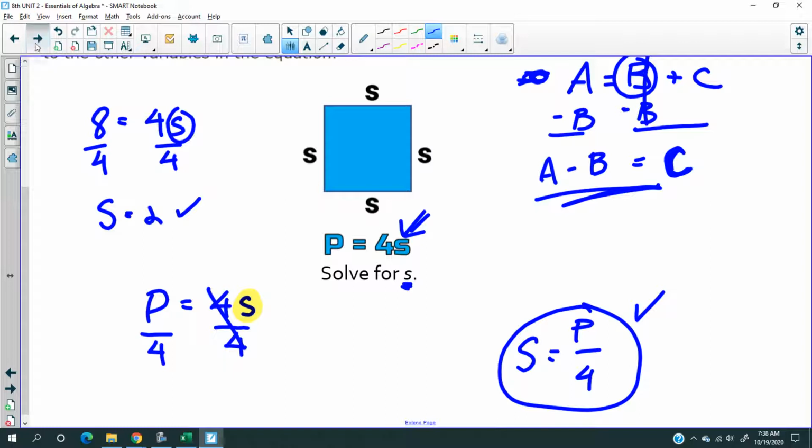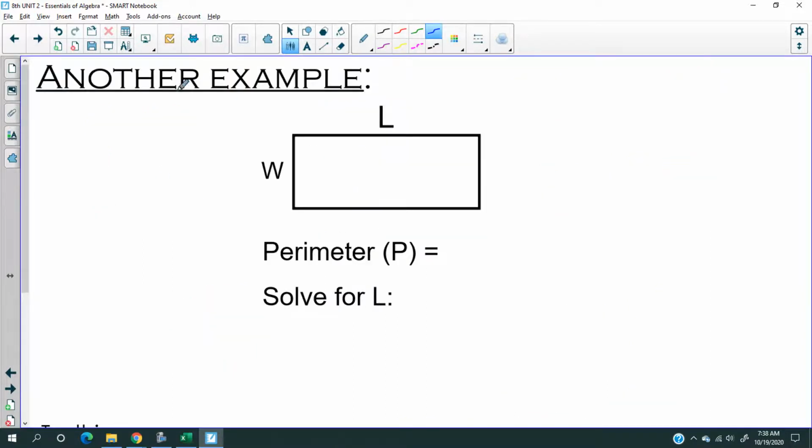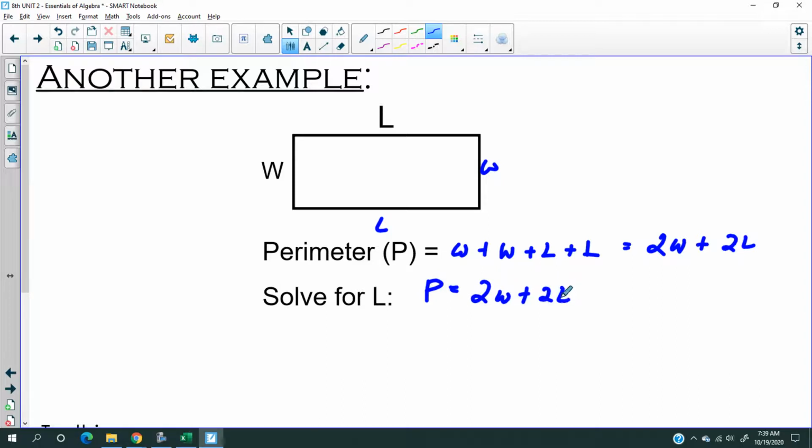Let's try another example. Here we have a rectangle. The perimeter of a rectangle is the width plus the width plus the length plus the length. In other words, if you combine like terms, that's 2W, 2 times the width, combined with double the length. Nothing crazy. Now, if I say I don't care about the perimeter, I just want you to solve for the letter L, for one of the lengths, what will you do? Same thing.